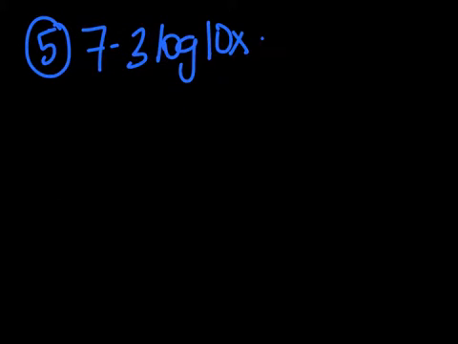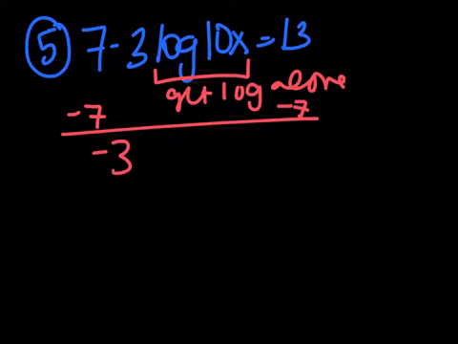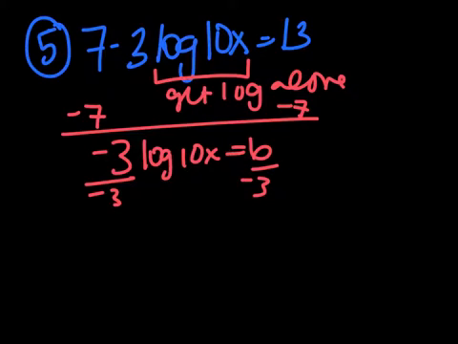Number 5. 7 minus 3 log 10x equals 13. So my goal right now is to get the log by itself. I'm going to do that by moving my 7 over. That gives me negative 3 log of 10x equals 6. Divide by negative 3. That gives me log 10x equals negative 2.